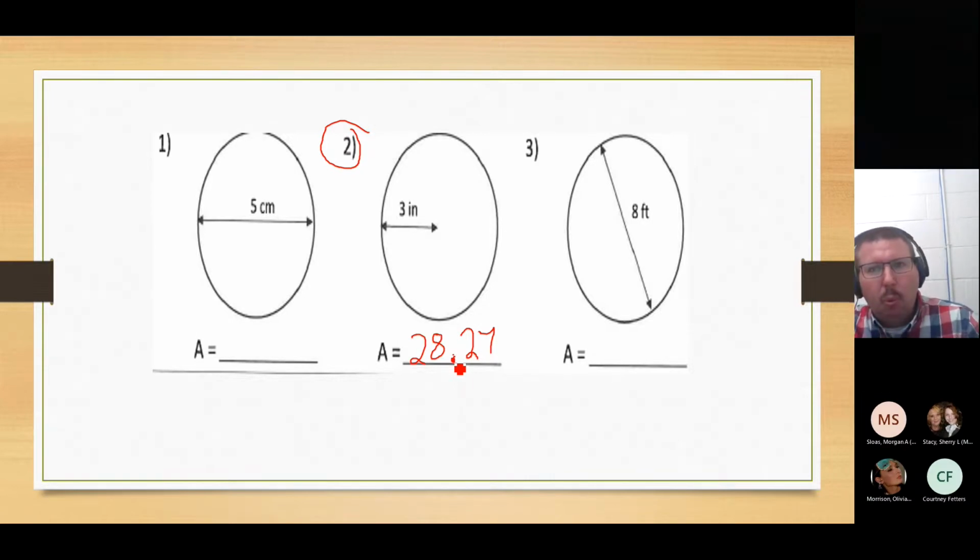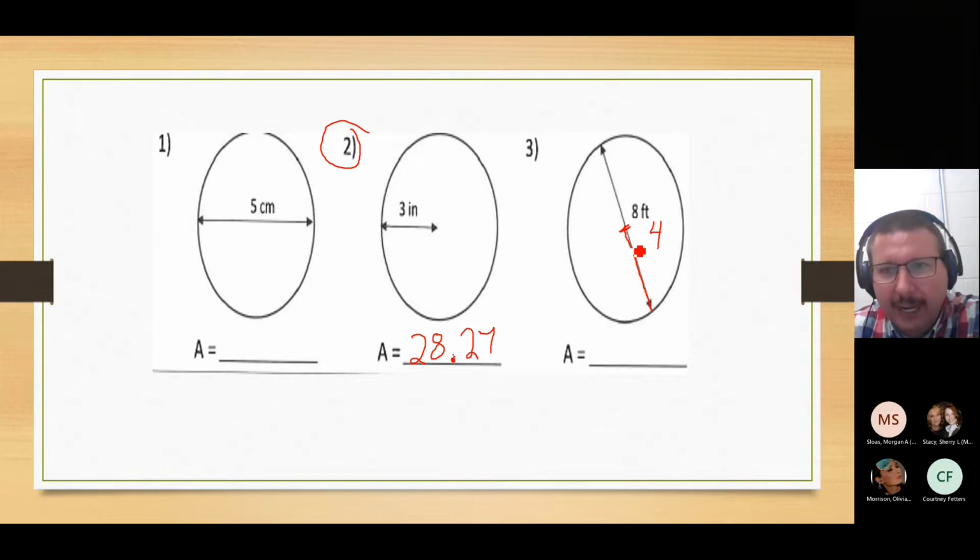But what if, look at number 3 here. What if they gave you diameter? Diameter is all the way across, but they still want the area. Remember, area calls for the radius first. So with this one, we have to find the radius first. Diameter was 8. And if you remember, the radius is only half that. So the radius would have to be 4.